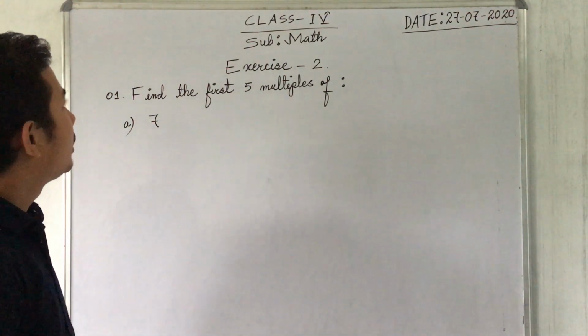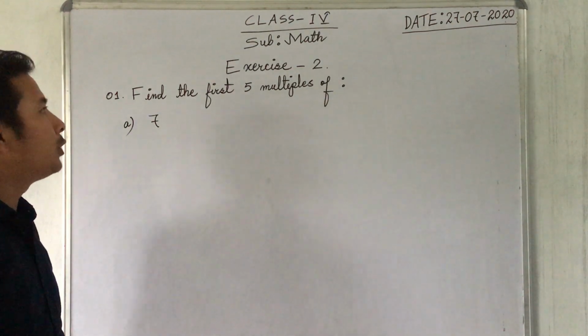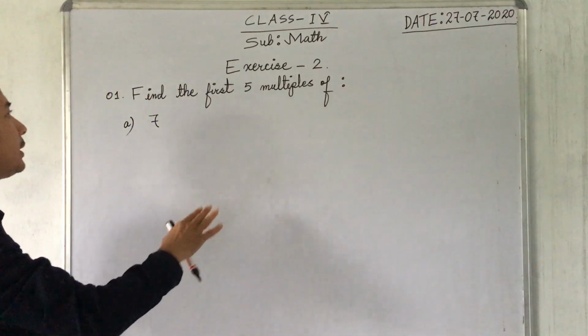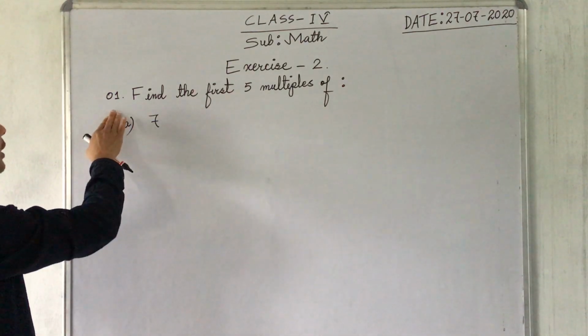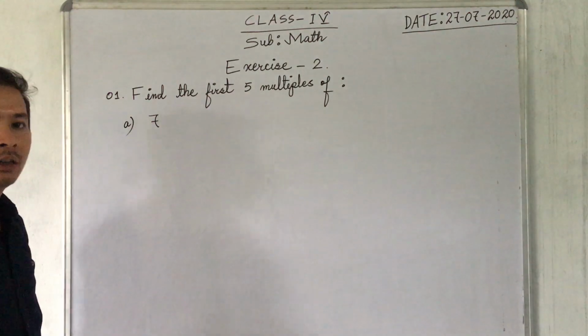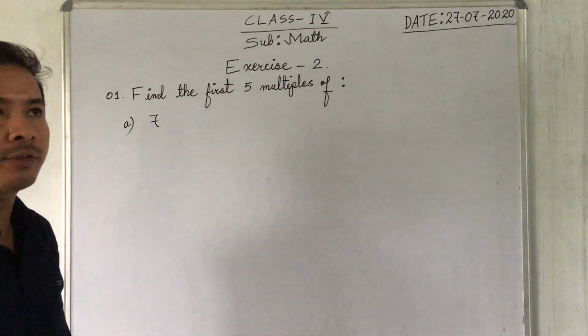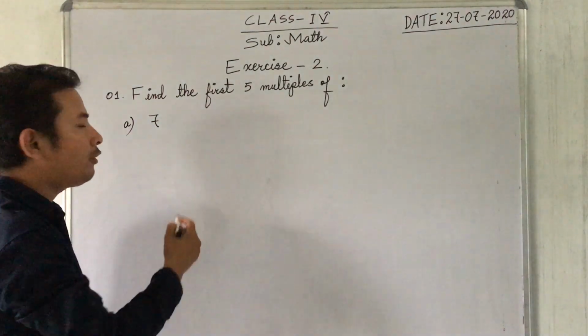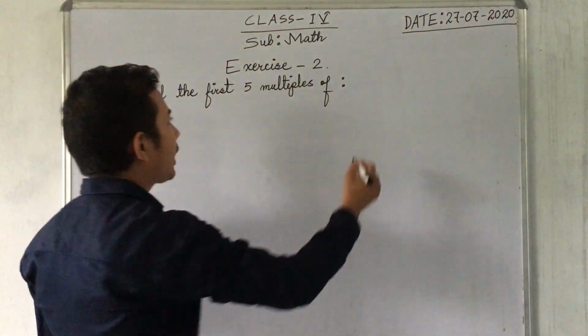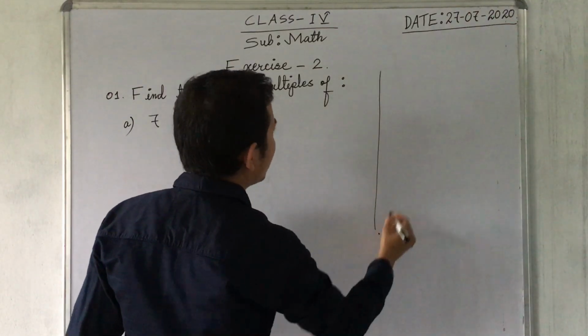Okay, now look here everybody, today we are going to do exercise 2. From this exercise, look at question number 1. They are telling us to find the first 5 multiples of 7. So to find the first 5 multiples of 7, we need to know the table of 7. So what will be the first 5 multiples? Look here, I am writing the table of 7.